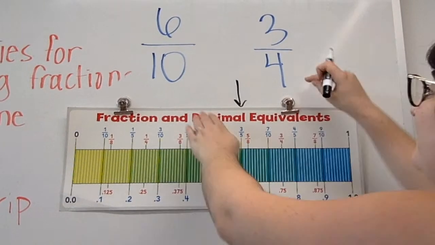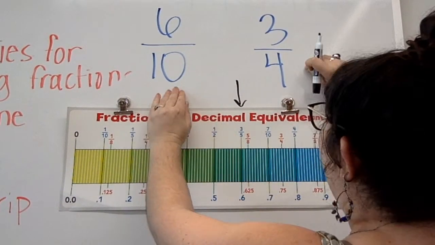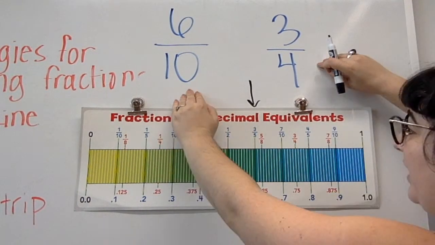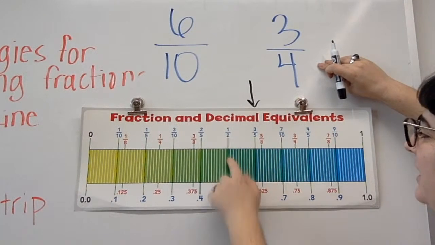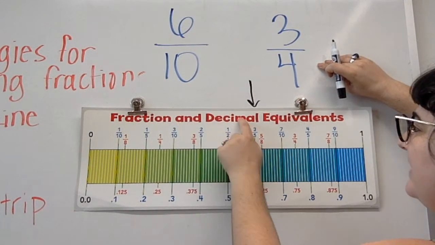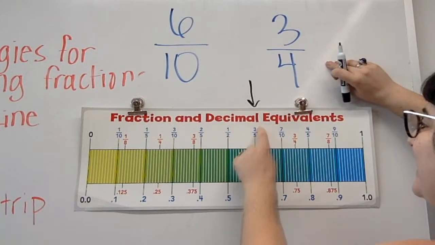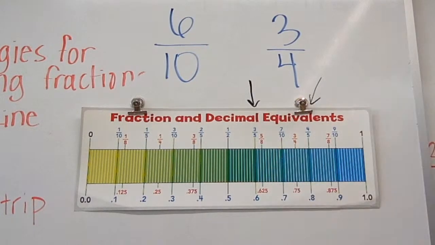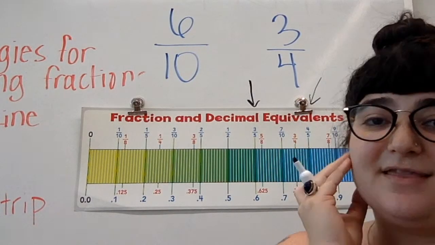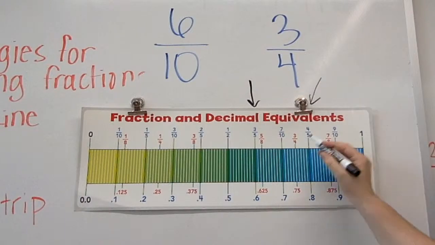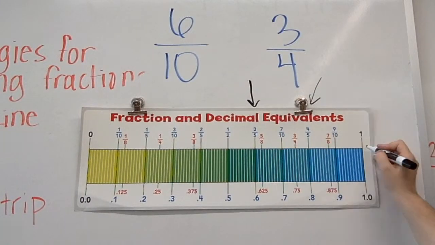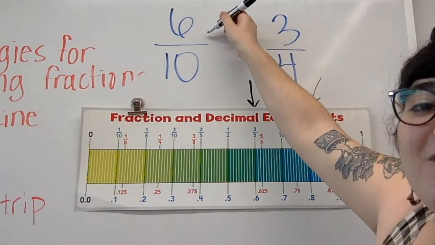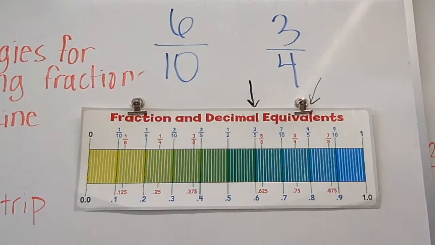If I know now that both of these are greater than 1/2, I need to figure out exactly how much more greater than 1/2 they are. So take a look. Here's our halfway point. Here is 3/5, and here is 3/4. If we're looking at a number line to compare these two, we can see that 3/4 is only 1/4 away from 1 whole, and 6/10 is 4/10 away from 1 whole, right?